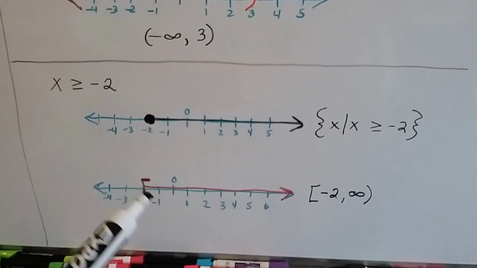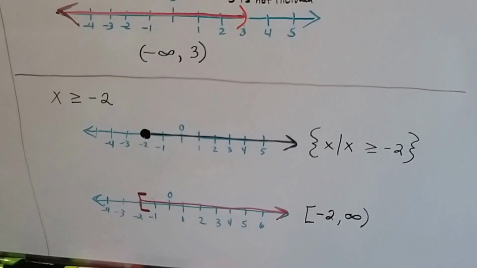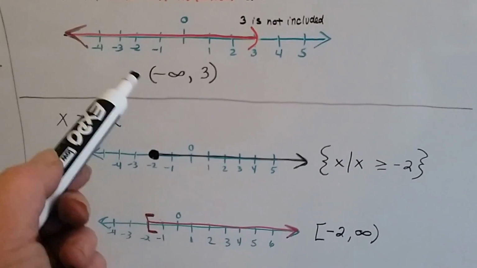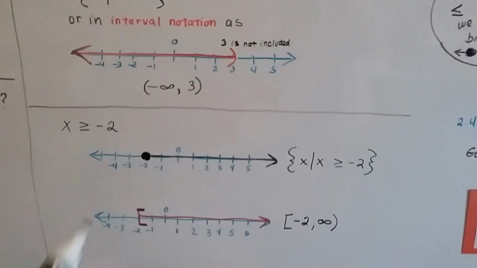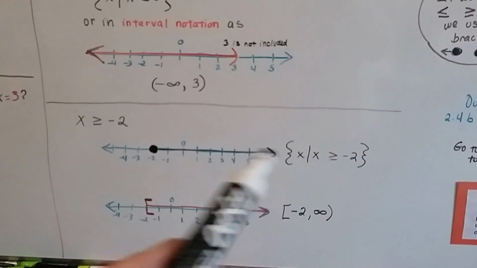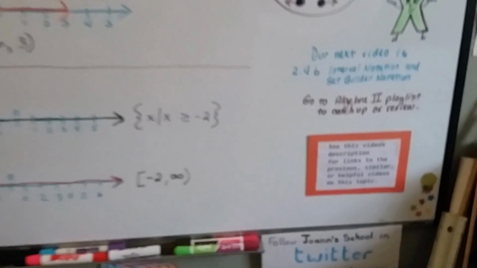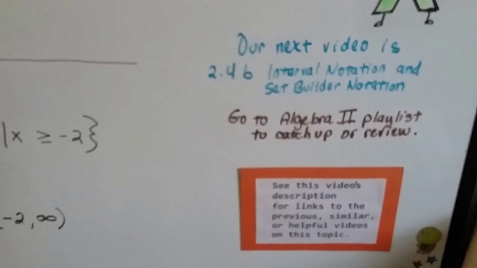The bracket means it's included. We know negative 2 is included, and it goes on into infinity. See? By looking at this in interval notation, we can see 3 is not included, and it goes into negative infinity. That's where it differs for the open and closed dot, because they're graphed differently than they're written as a solution. See?